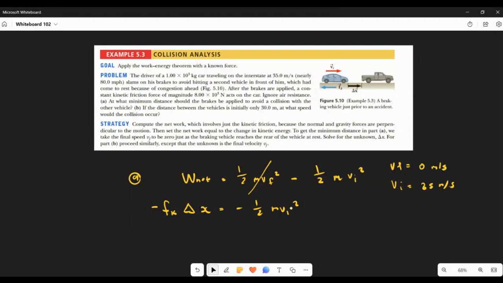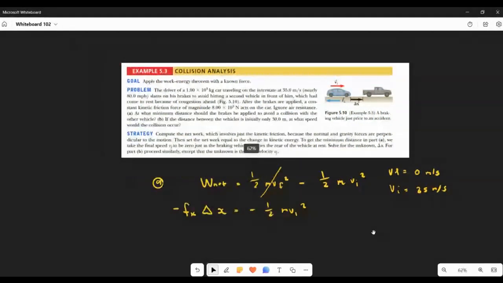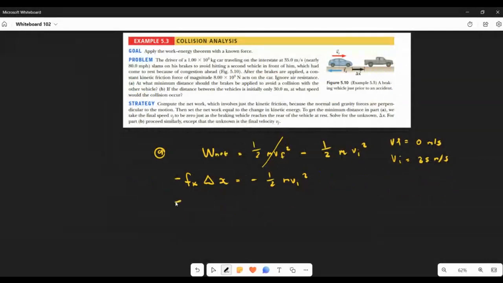Now, what's interesting to note, assuming you had the acceleration, we could actually use our normal laws of motion to solve this problem. This is making you aware. So that's 8,000, right? Should be 8,000 meters. Right, it's three zeros.